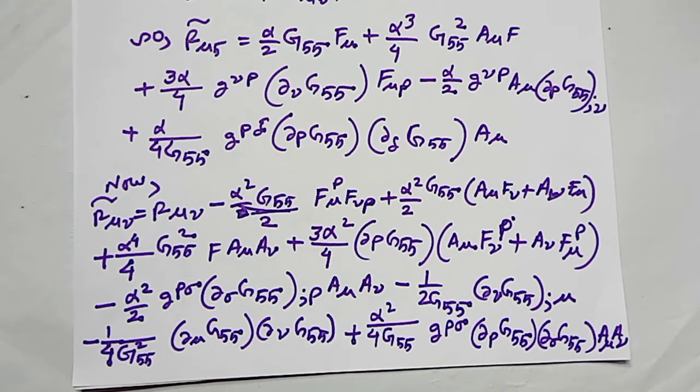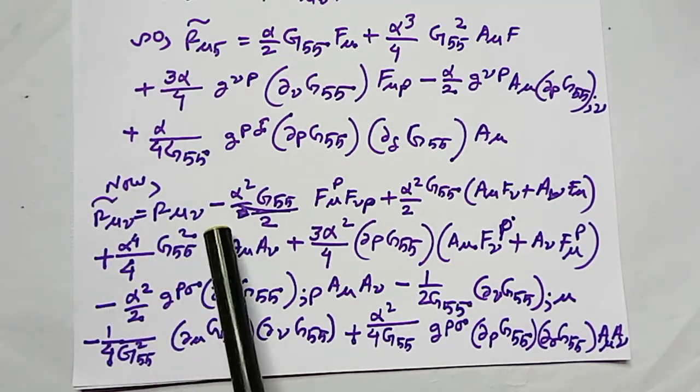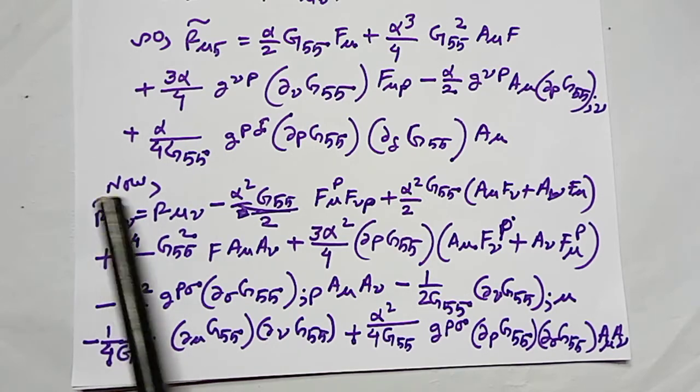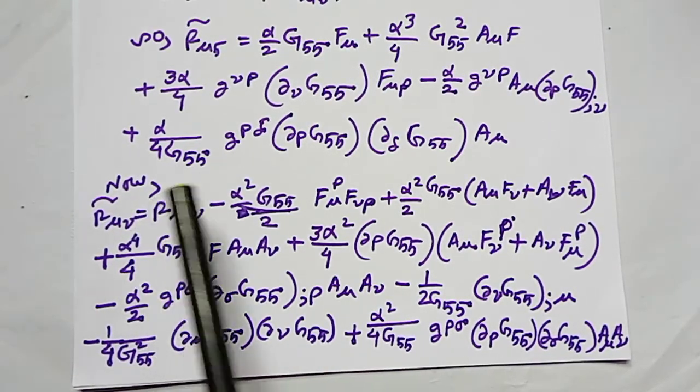Now R tilde mu nu equals R mu nu plus extra terms. R mu nu is the Ricci tensor in 4 dimensions, and R tilde mu nu is the Ricci tensor in 5 dimensions. R mu nu is the component in 4 dimensions. This is the total relation as in 5 dimensions, with R mu nu the Ricci tensor in 4 dimensions.